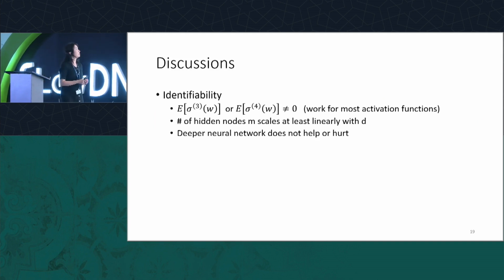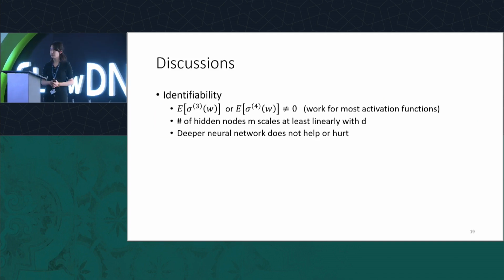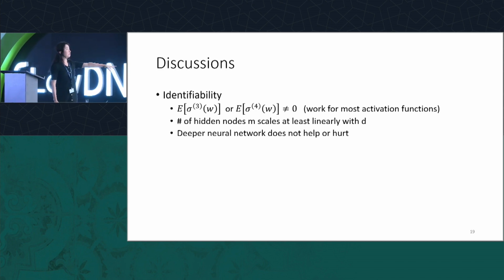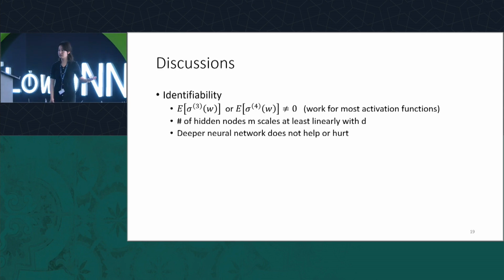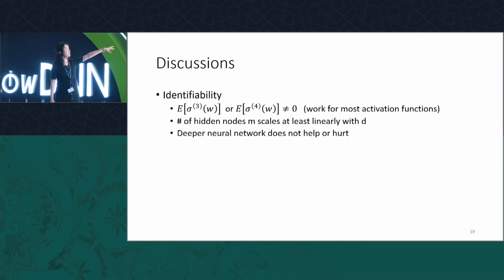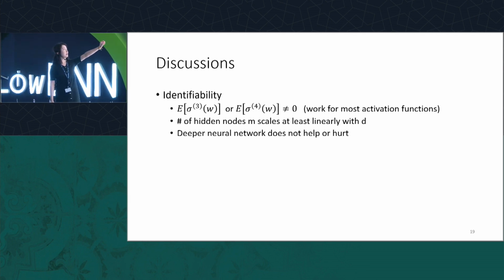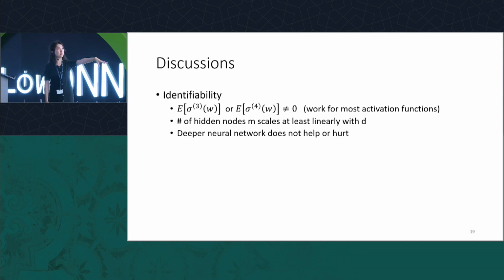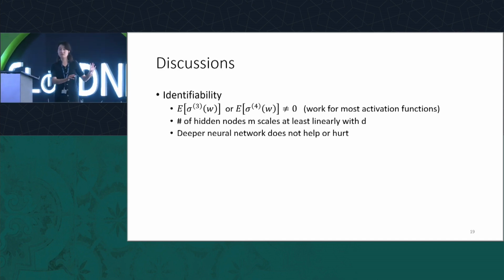So there are some discussions I want to talk about. First, about identifiability. Basically, our conclusion is that if the expectation of the third derivative of sigma, or the fourth derivative of sigma, is not 0, this works for most activation functions.